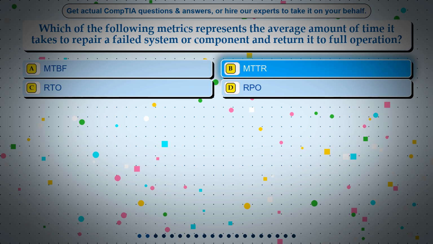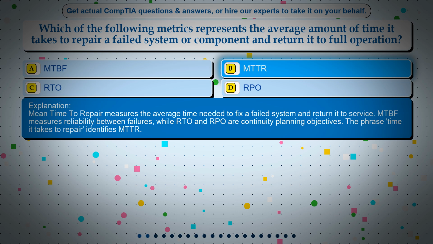The correct answer is option B, MTTR. Mean time to repair measures the average time needed to fix a failed system and return it to service. MTBF measures reliability between failures, while RTO and RPO are continuity planning objectives. The phrase time it takes to repair identifies MTTR.